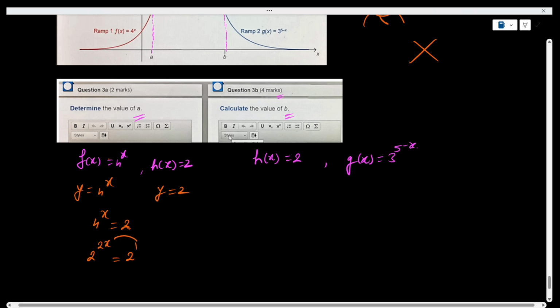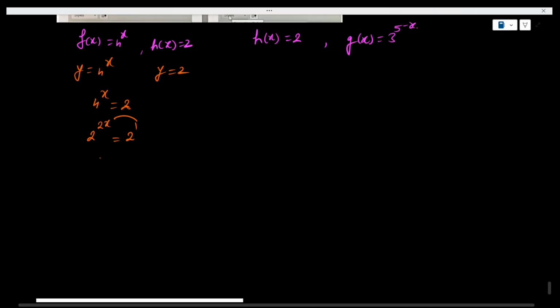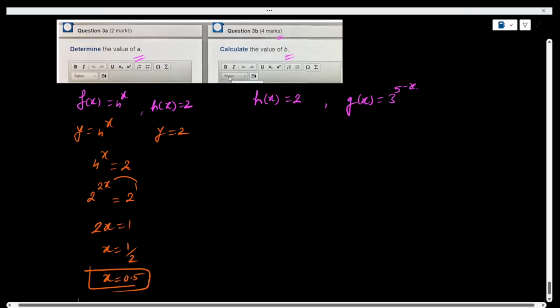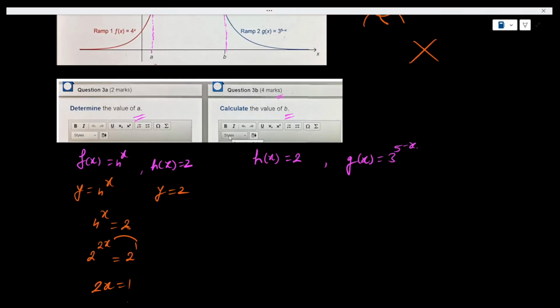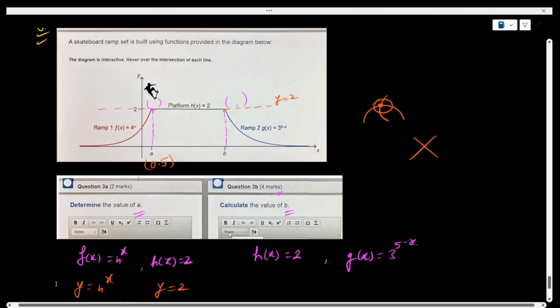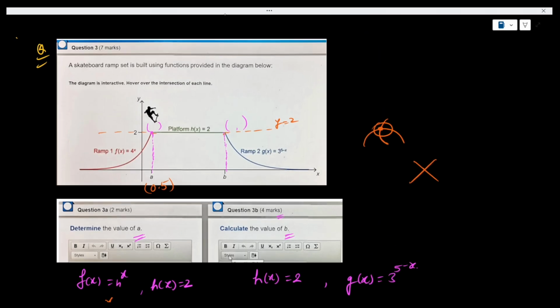So if you equate their powers, this one will become 2x is 1. So x is 1 by 2 or x is 0.5. So you got the x coordinate, which is the value of a, right? This is 0.5 here. This is the value of a. And if I am writing it in coordinate form, if they are asking for coordinates anytime here, then you know this can be written as 0.5 comma 2, because the y value is fixed.